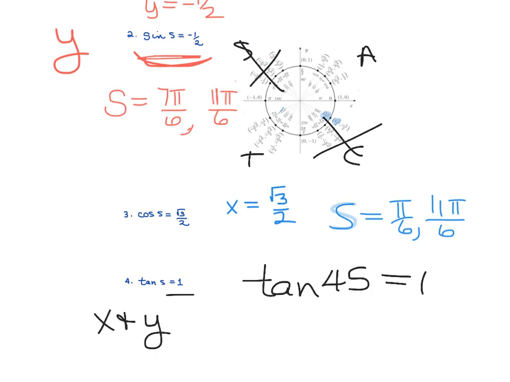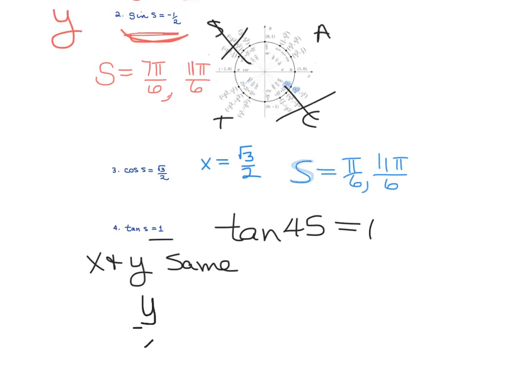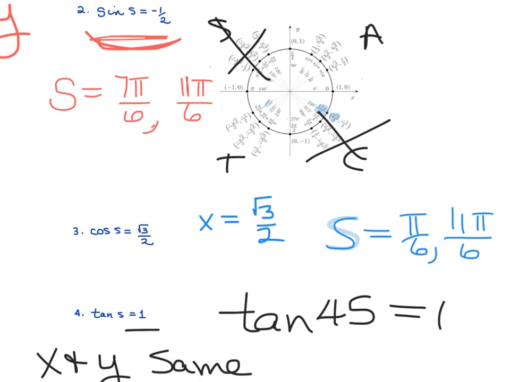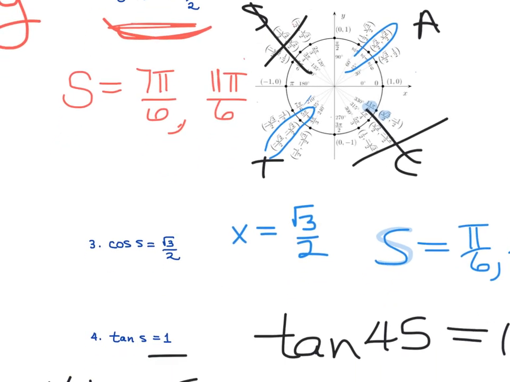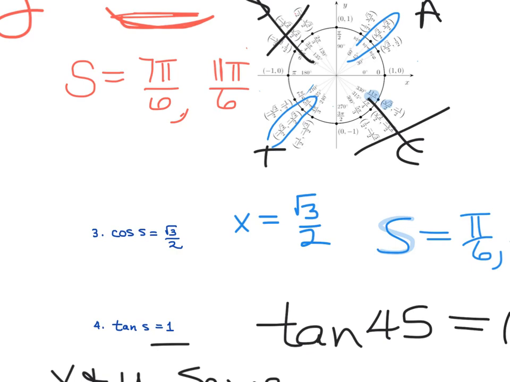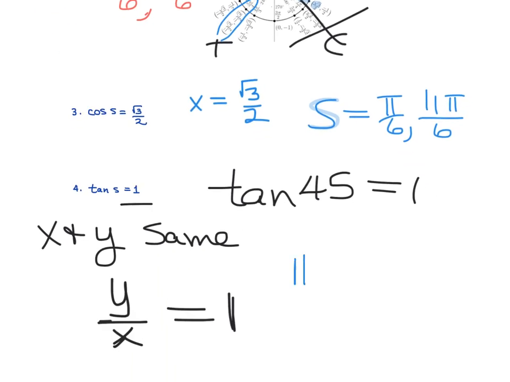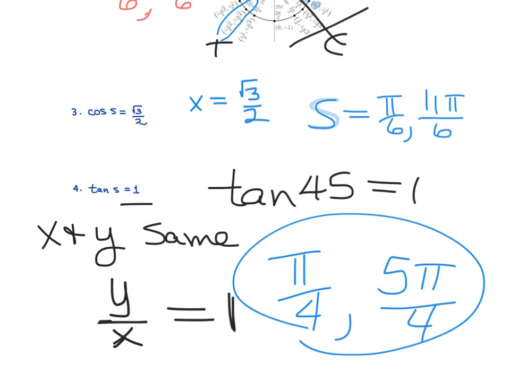We're looking for the ordered pair where X and Y are the same because tangent, remember, is Y divided by X, and anything divided by itself is 1. So we can see where, in these two quadrants, the X's and the Y's are the same. It's right here and right here, because negative divided by a negative will also give me 1. They're both the same. So this answer is going to be the 45 degrees, which is pi over 4, and then 5 pi over 4. So two ways to go about doing those.